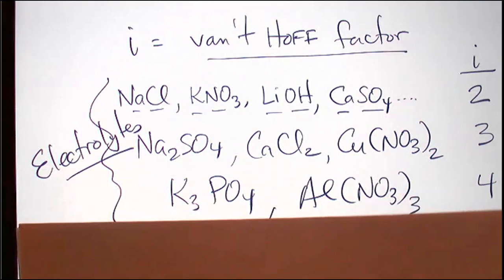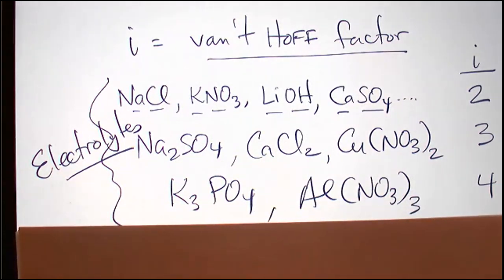For these guys here, K3PO4, if 1 mole of that dissolves, you're going to get 3 moles of potassium and 1 mole of phosphate. I is going to be a 4. All of these examples are salts. They're ionic compounds. Well, when you put them in water, they break apart, which is why their Van't Hoff factors are 2, 3, and 4.